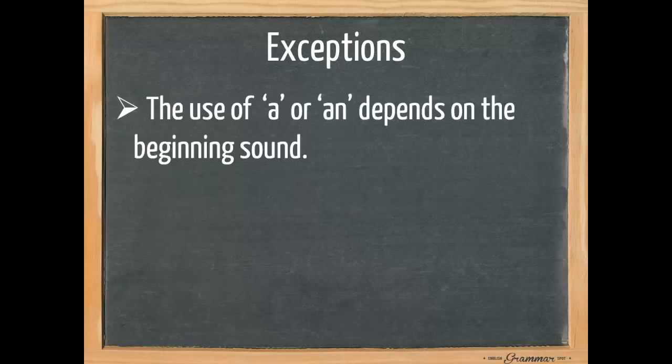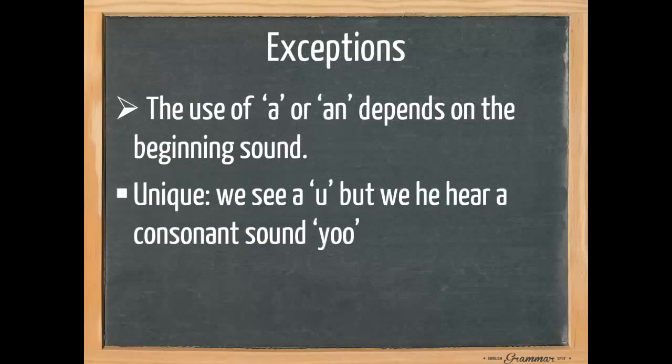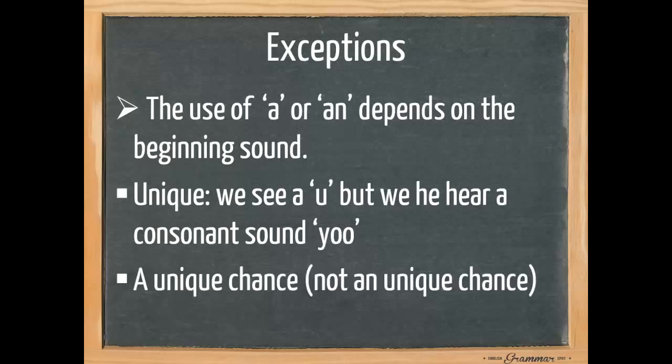Another exception. The use of a and an depends on the beginning sound. Unique. We see a U, but we hear a consonant sound, "yoo". So what do we do here? A unique chance and not an unique chance. So remember, you have to listen carefully to how the word is pronounced, and then you choose whether you use a or an.